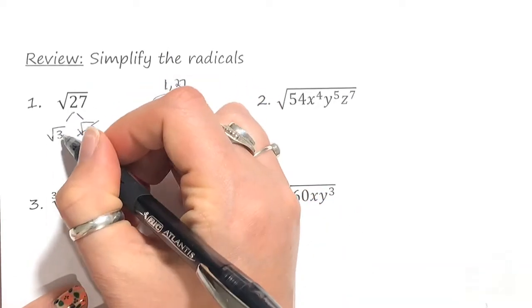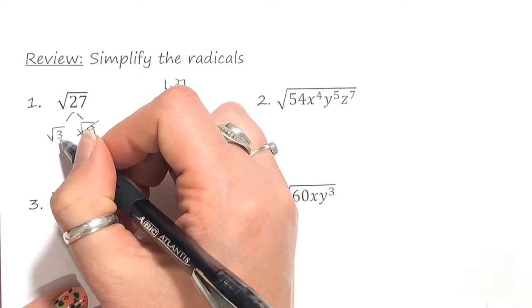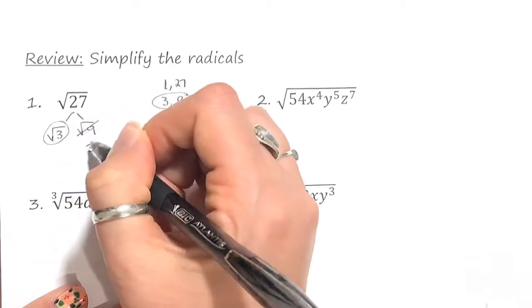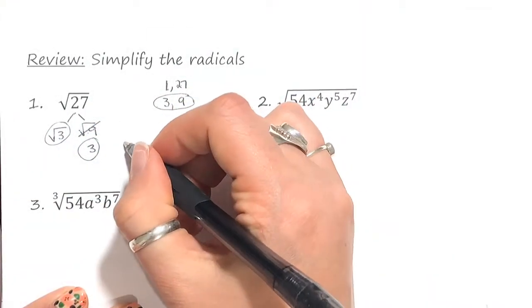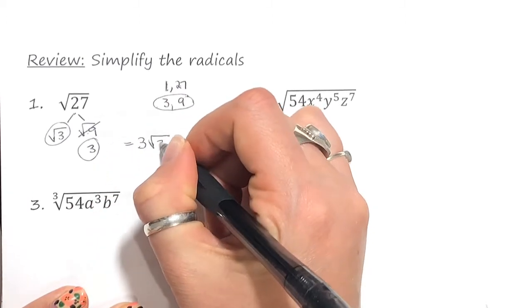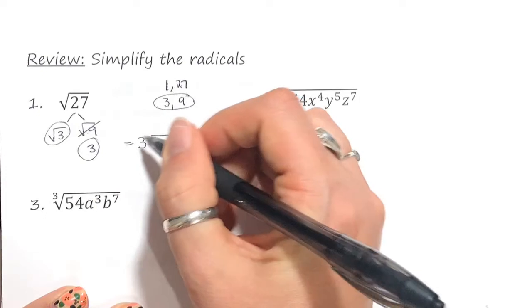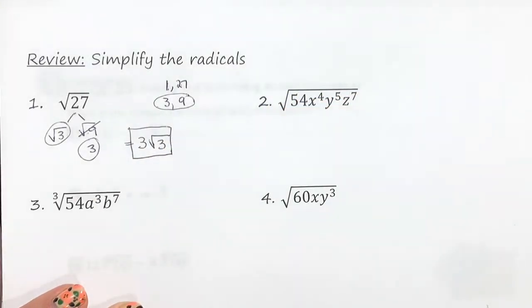But then for the square root of 3, 3 is prime, you can't reduce that one anymore, and it's not a perfect square, so it's just going to stay inside the square root. So those are going to be our two parts. To write our answer, we put the whole number in the front, and then the square root in the back. So the square root of 27, we would want to simplify as 3 times the square root of 3.